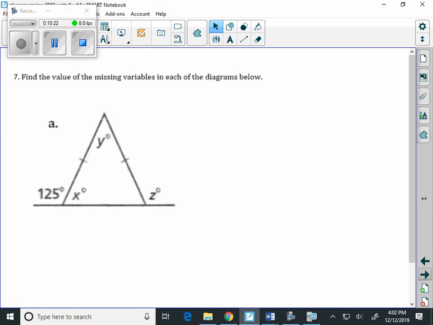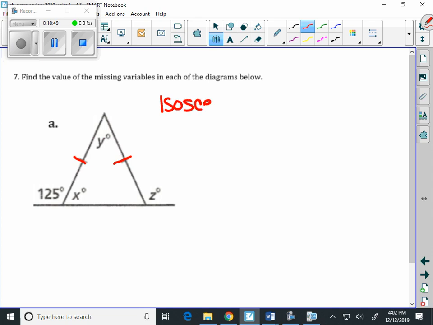Number 7, find the value of the missing variables in the diagrams below. So as we take a look at this one here, it's the same kind of idea in some regards. We need to figure out something about this triangle, but one of the pieces that I noticed right away is that this length and this length are congruent, which means that we're working with an isosceles triangle. And consequently, in an isosceles triangle, if we've got two congruent sides, this angle and this angle are also congruent.